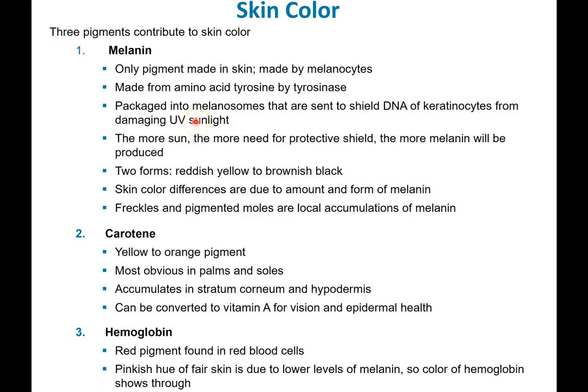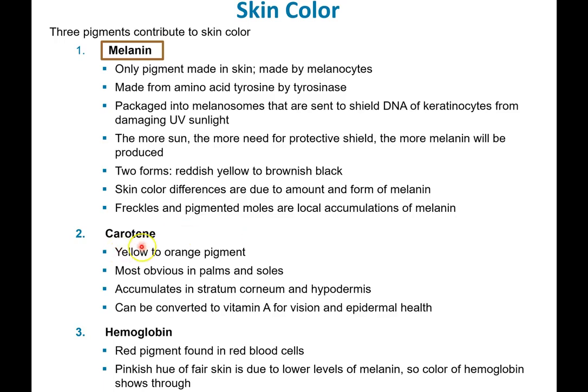The more sun exposure an individual receives, the more melanin will be produced. Note that there are two forms of melanin: reddish yellow and brownish black. The amount and type of melanin is the primary factor that determines skin color differences. When melanin accumulates locally on the skin, this manifests as freckles or pigmented moles.